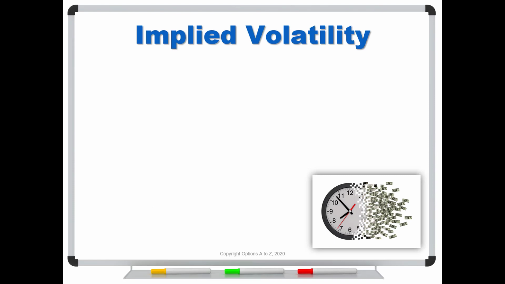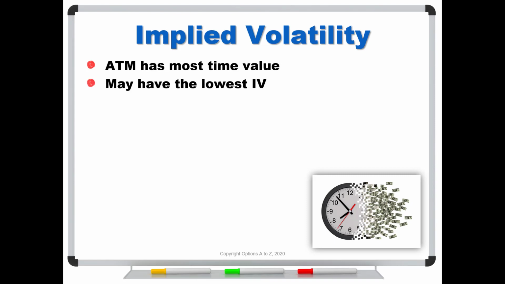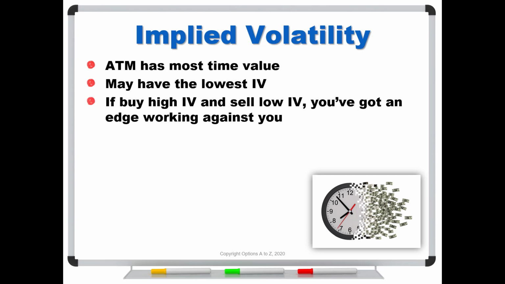So remember to always consider your implied volatility. The at-the-money option may have the most time value, but it may have the lowest implied volatility, and that's what's most important. And if you're not taking that into account, you're going to be going in the opposite direction. So if you buy the high implied volatility and sell the low implied volatility, you've got an edge working against you, and that is the last thing you need during volatile markets.